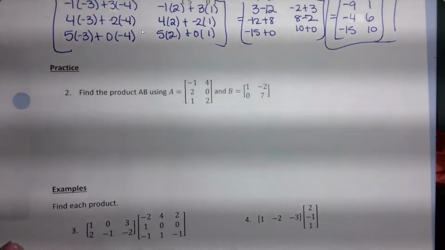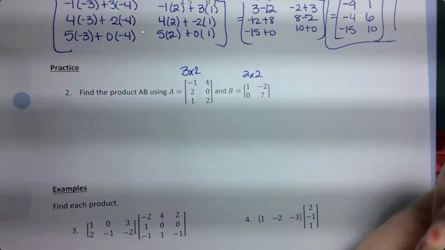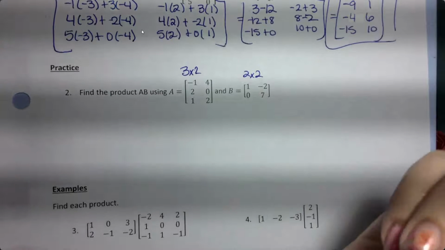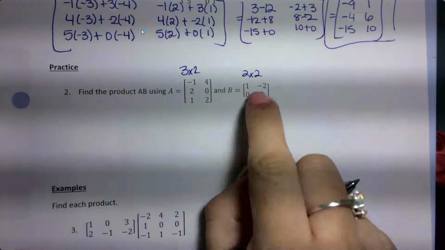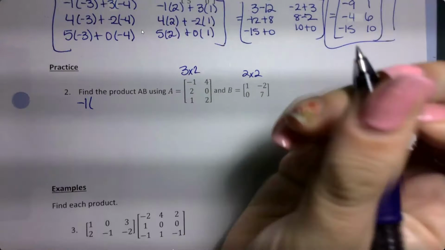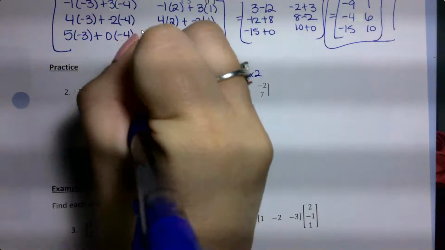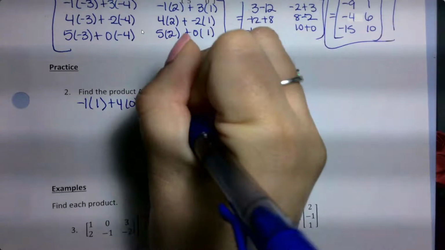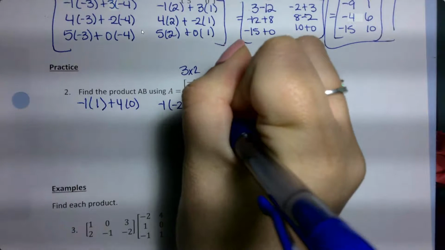So again, this is a 3 by 2 going with a 2 by 2. So I can go ahead and multiply these together. I'm going to take my first row times my first column in the second matrix. So I have -1 times 1 plus 4 times 0. Then I'm going to take my first row, second column. I have -1 times -2 plus 4 times 7.